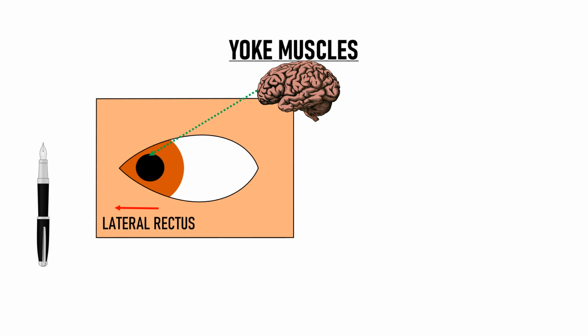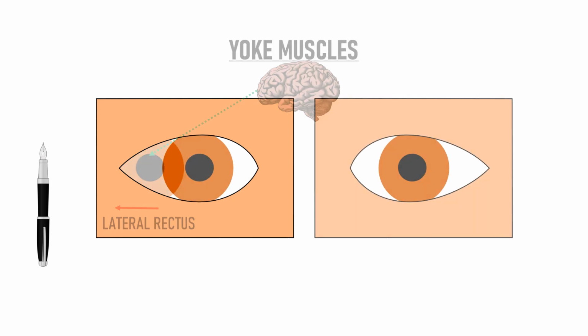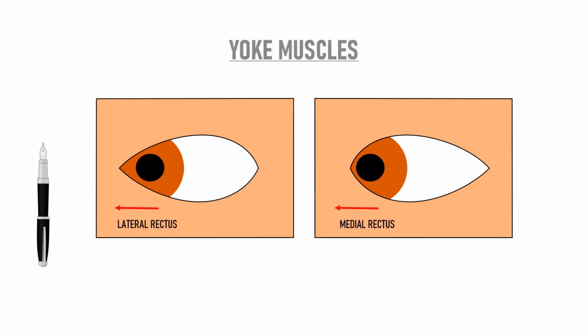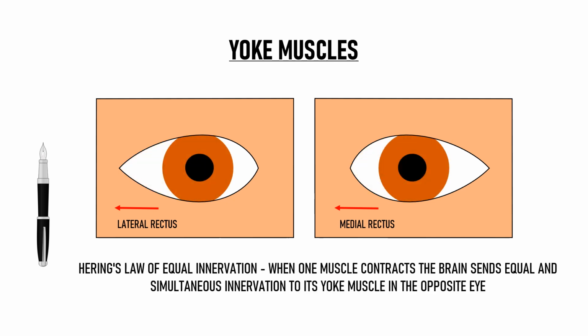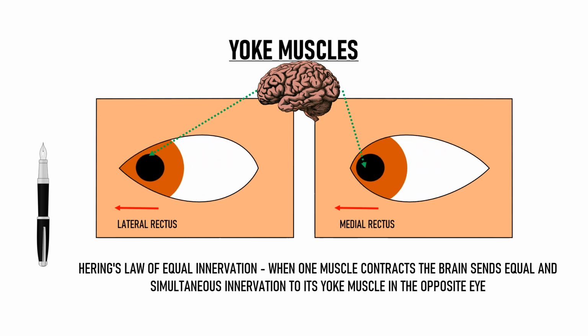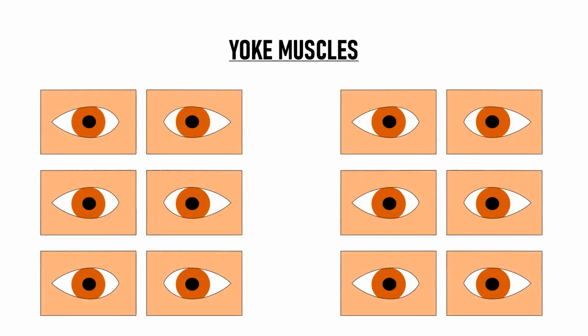But at the same time, we see that the left eye looks in the right direction as well, even though this pen is not in the field of vision of the left eye. This happens because the right eye lateral rectus and the left eye medial rectus are yoke muscles of each other. And according to Hering's law of equal innervation, when one muscle contracts, the brain sends equal and simultaneous innervation to its yoke muscle in the opposite eye, causing both of them to contract at the same time and by an equal amount. This law is applicable in all the 6 cardinal positions of gaze.